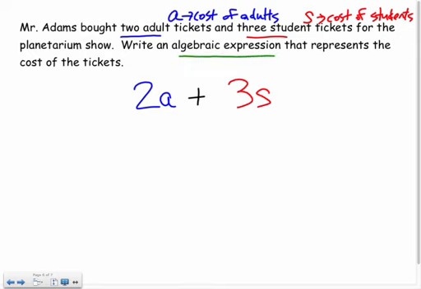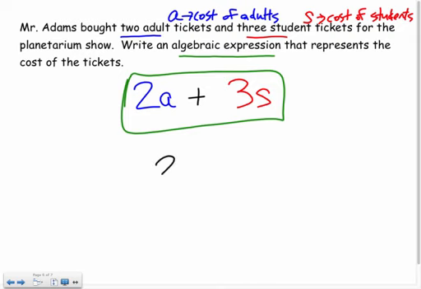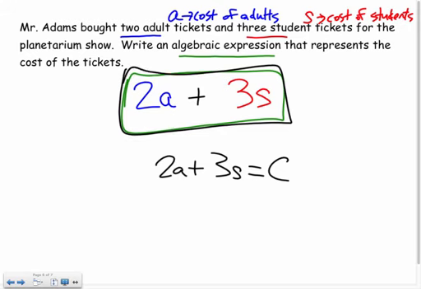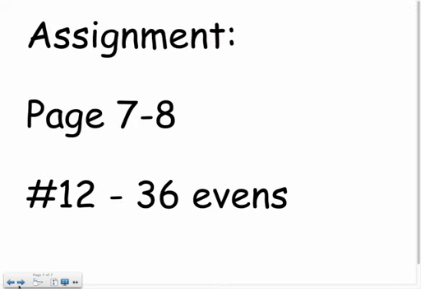Right, here's my expression. If I really wanted to, I could have written this as 2A plus 3S equals maybe C for total cost if you wanted to. Okay, but it doesn't matter. This is just fine, right here in the expression. So basically you're just giving a variable for unknowns and writing yourself an expression. Okay, so that's all I got. A lot of this is a review to you, so go ahead and get to work.